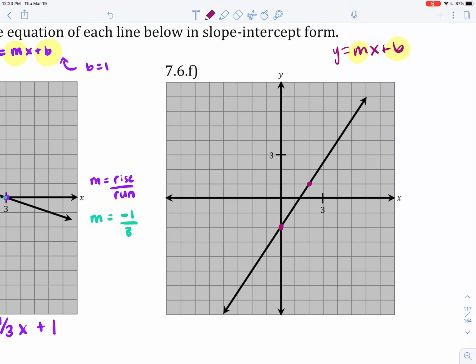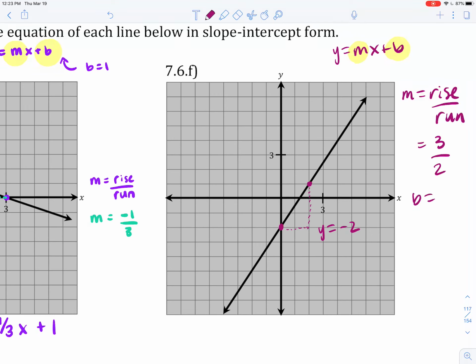All right, so you're looking for two points that are ideally at nice locations on the graph where they're regular points, not just kind of in the middle of the graph like over here, because that's not really that helpful. Once you have that, we're going to look for our rise over run, just the same as last time. In this case, we can see that we rose 3 and we ran 2. So that gives us a slope of 3/2.